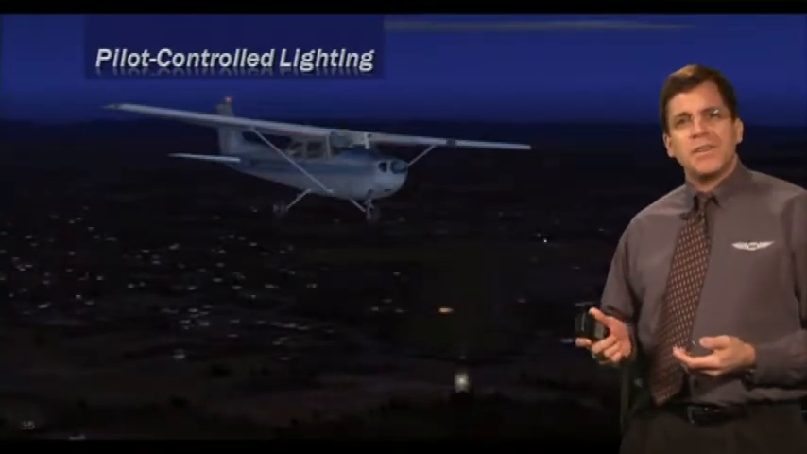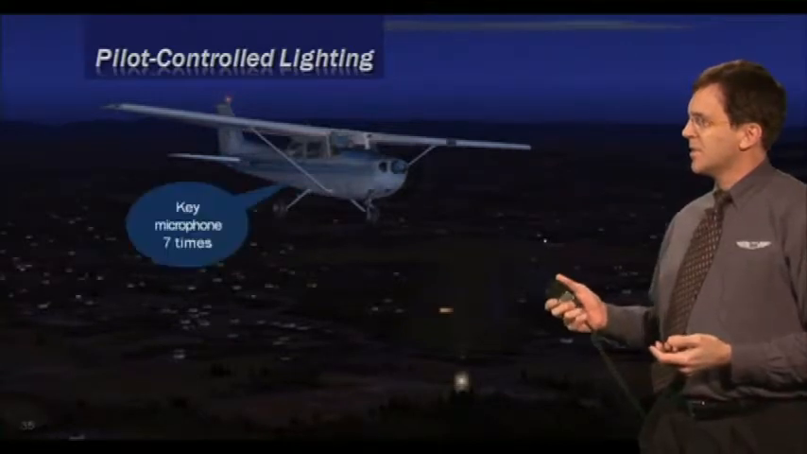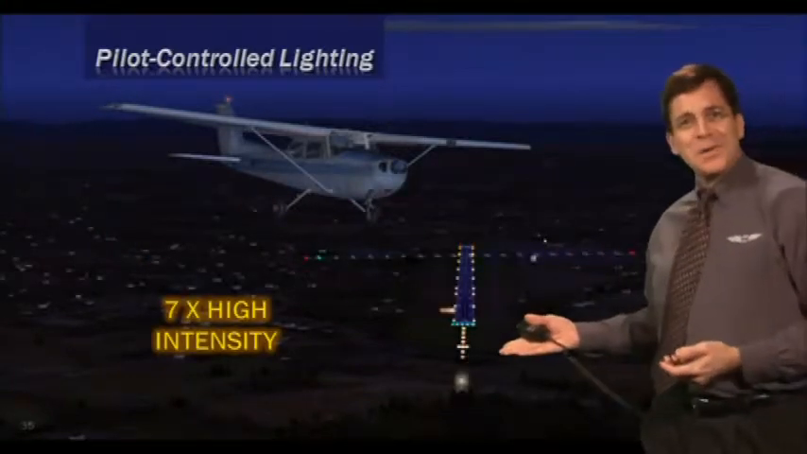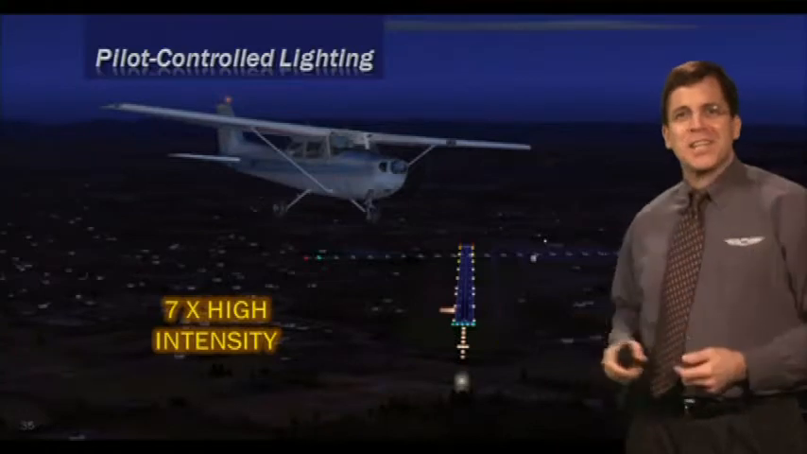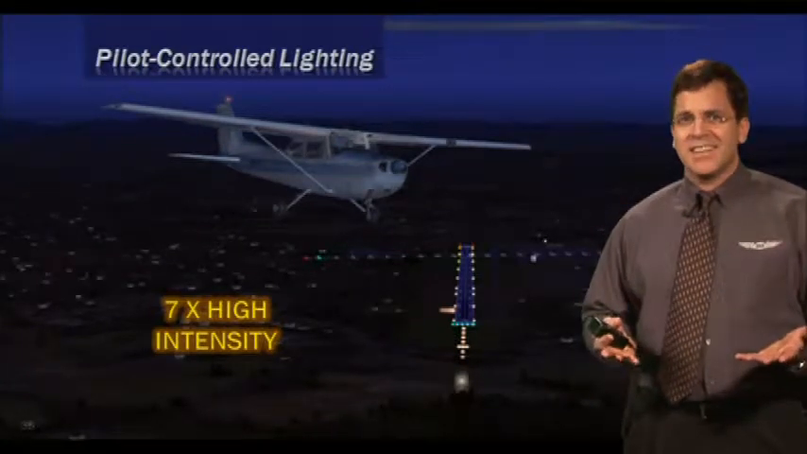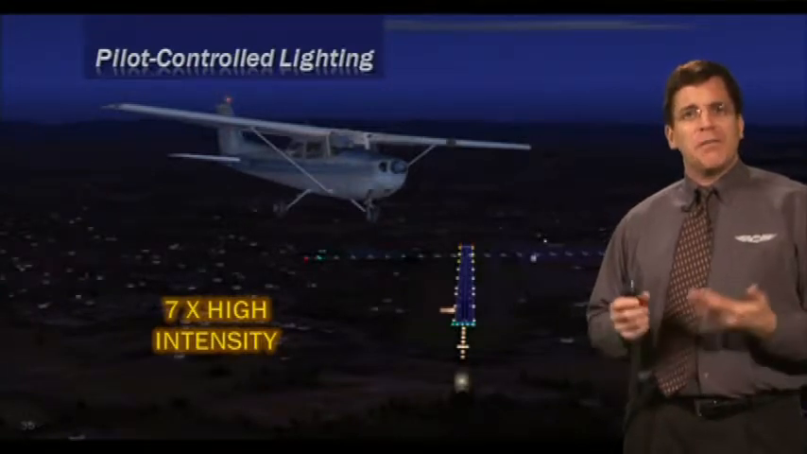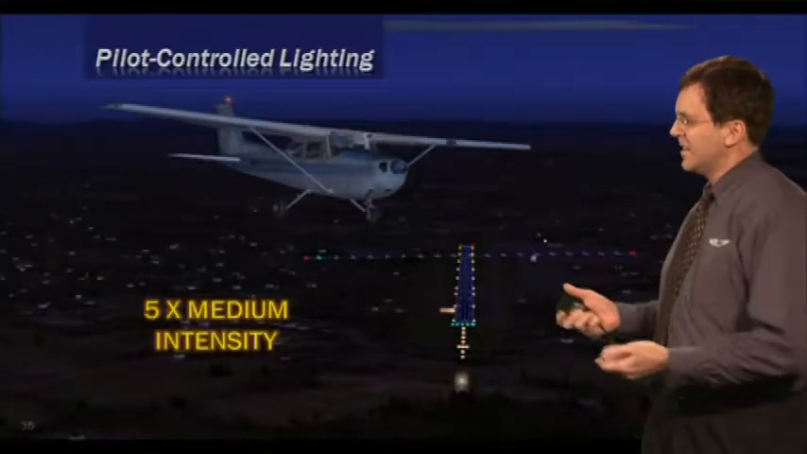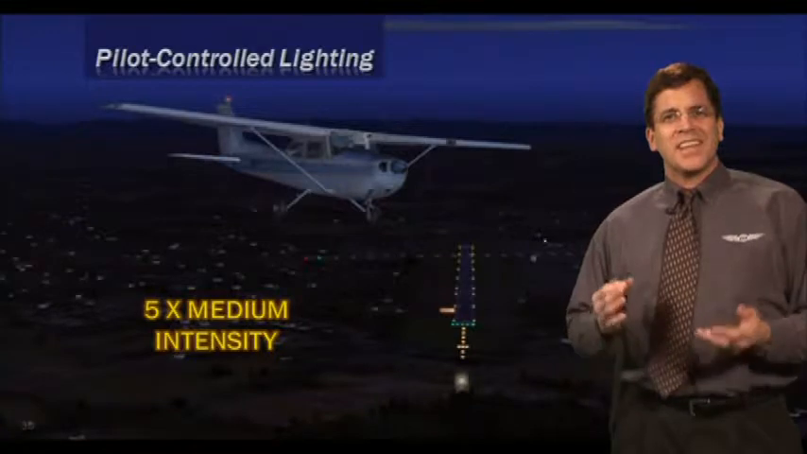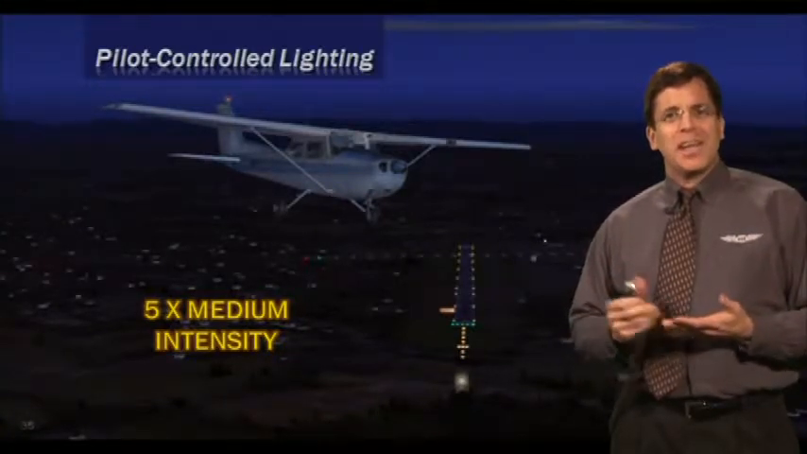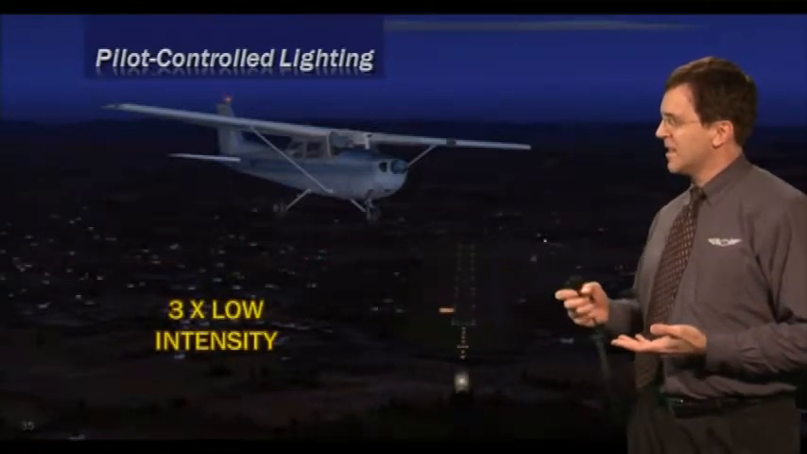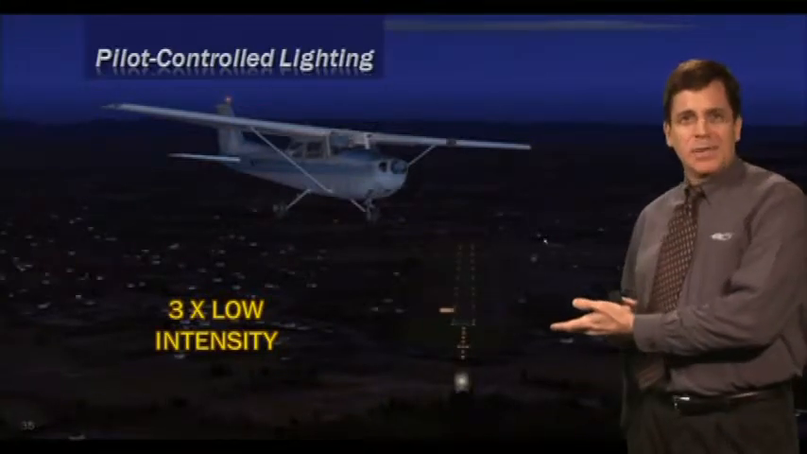To activate the light system, you would click the microphone 7 times within 5 seconds, like this. Voila! We have lighting, we can find our airport. This action turns on the airport lights at their highest intensity. You can dim the lights by clicking the microphone 5 times, like this. And our lights get a little bit dimmer. You can also dim it further by clicking 3 times for low intensity lighting. And now we have the lowest setting for the lights.